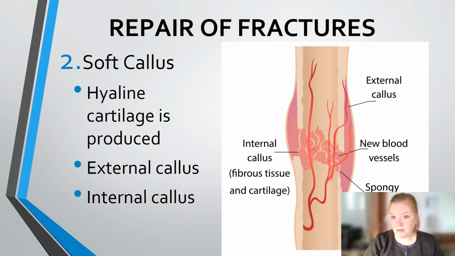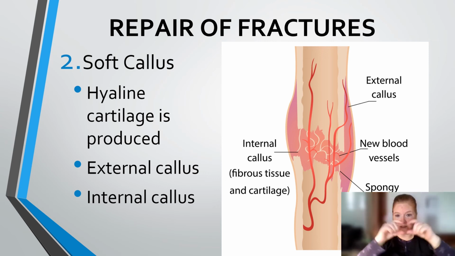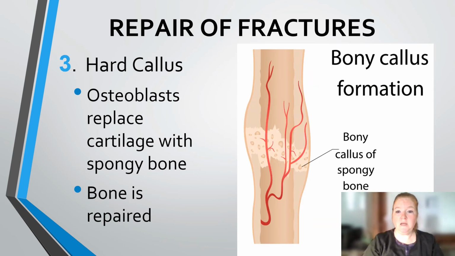Then the body is going to prepare to repair that bone. Some hyaline cartilage is going to be produced and laid down on the inside along the break and along the outside. So we've got the inside and the outside, okay? If you have a broken clavicle, that can be palpated. You can feel the bump where that soft callus is forming. And then we have the hard or bony callus. The osteoclasts, remember, are the cleaners, we don't want them here, we want the osteoblasts. They're going to come and replace that cartilage with spongy bone, okay? And you're definitely going to be able to feel a harder bump along the bone at this point.